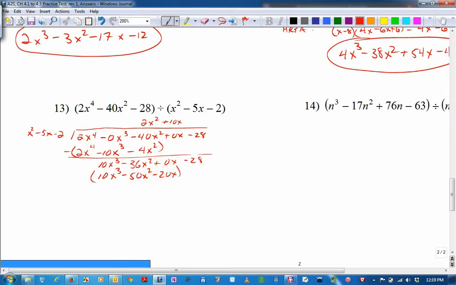Subtract. 10 minus 10 is 0. Negative 36 minus a minus 50 would be plus 50. That would be 14x squared. 0 minus a negative 20 would be plus 20x. Minus 28. Let's get rid of the x squared. So that would be taking that time off of 14.